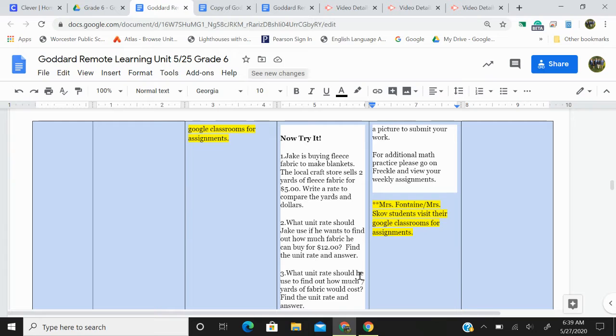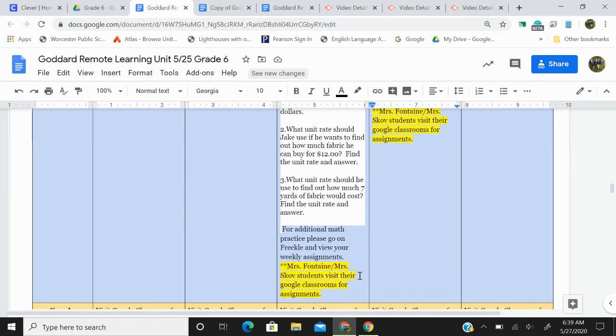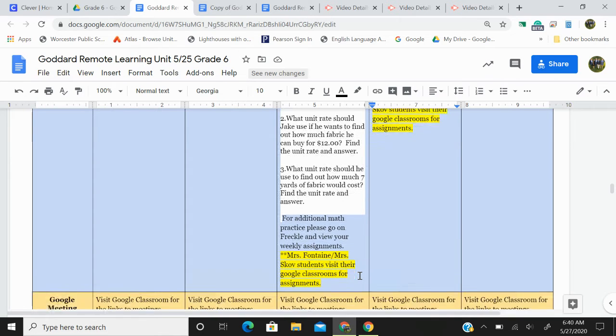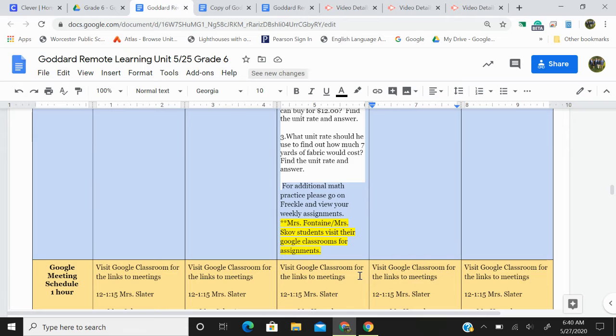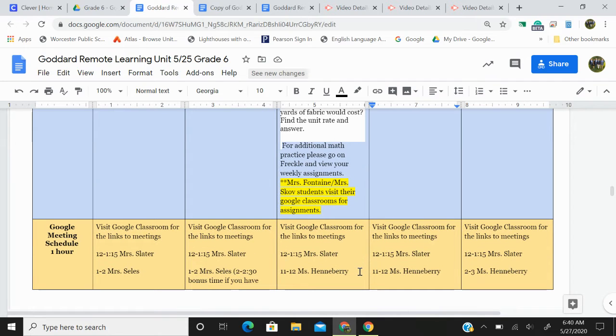2. What unit rate should Jake use if he wants to find out how much fabric he can buy for $12? Find the unit rate and answer. 3. What unit rate should he use to find out how much 7 yards of fabric would cost? Find the unit rate and answer. For additional math practice, go on to Freckle and view your weekly assignments. Mrs. Fontaine and Mrs. Scove students, please visit your Google Classrooms for your assignments.